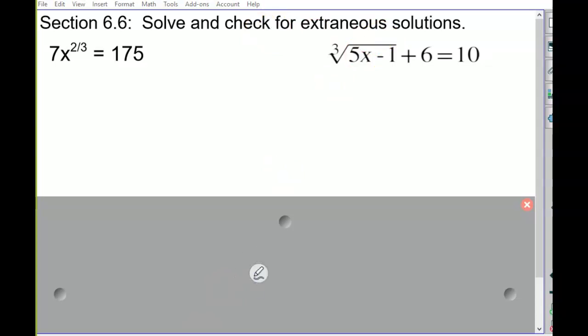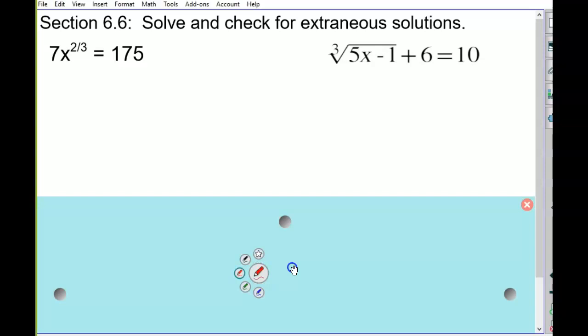So solving, we're just undoing the equation to isolate the radical expression. So in this case, I have to isolate the x to the 2/3, which means that multiplied by 7 has to move over to the other side first. And then if we do 175 divided by 7, we get 25. Now we have to undo the power of 2/3. So I'm going to raise that to the reciprocal power.